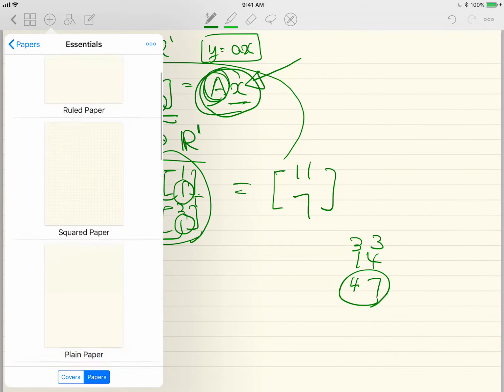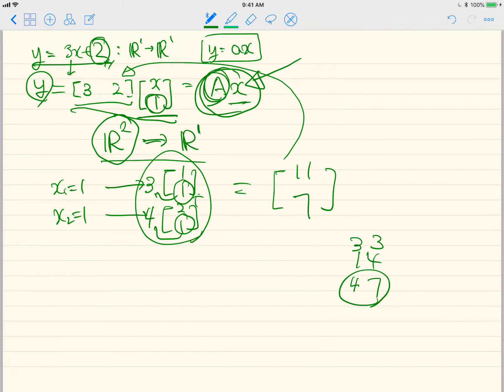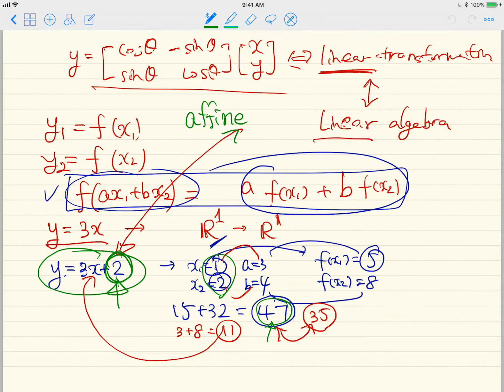Now let me discuss briefly the relationship between linear transformation and linear algebra. Linear transformation and matrix transformation: the transformation defined by the matrix A times x.